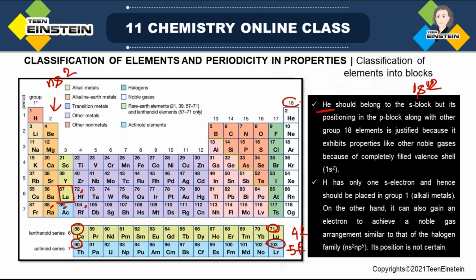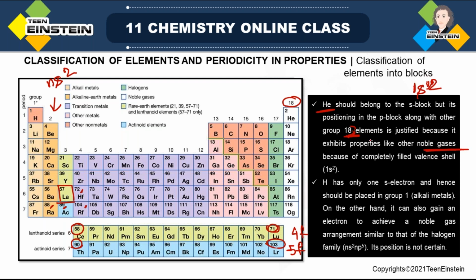But why is it placed in group 18? There are some separate reasons for this. So helium should belong to the s block, but its positioning is in the p block along with other group 18 elements. Why is it justified? Because it exhibits properties like other noble gases. Other noble gases means neon, argon, krypton, like this.